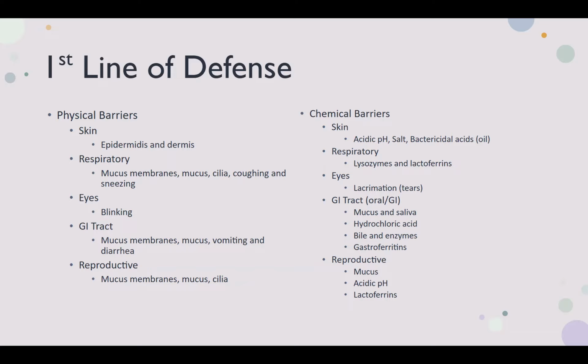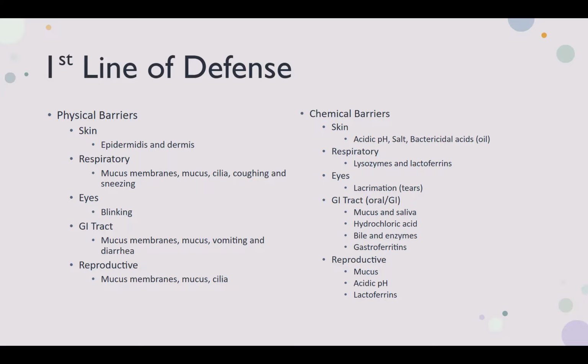For chemicals on the skin, you have your acidic pH, you have your salts, and basically your oils, your sebum. The respiratory tract has lysozymes and lactoferrins. In the eyes, you have lacrimation, or your tears. And then in the GI tract, you have mucus and saliva, hydrochloric acid, bile and enzymes, and gastroferritins. And then the reproductive tract again has mucus, has the acidic pH, and has the lactoferrins.